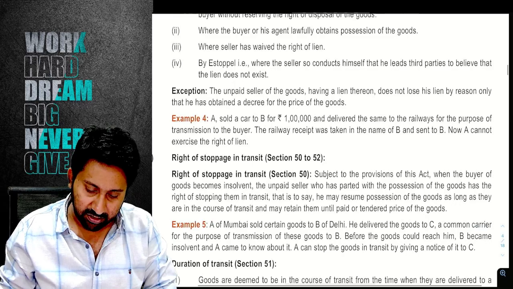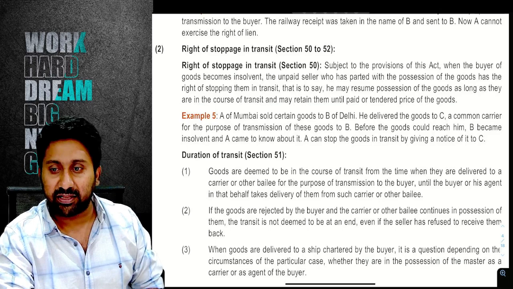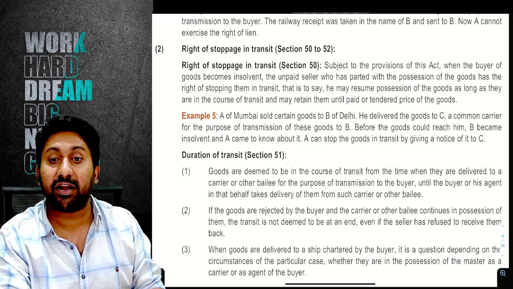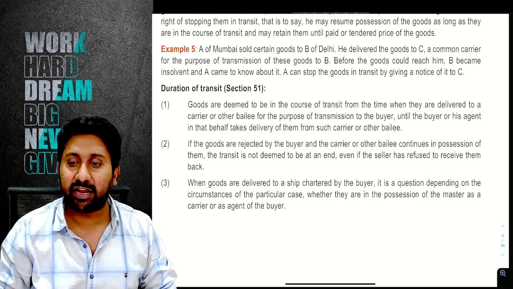With this, we have completed one part of the unpaid seller concept. Unpaid seller is a very big area. This area will be covered in two parts, maximum three. This is part number one, in which we have completed the lien concept. The concept of goods in transit and other remaining concepts will be discussed in another lecture, and we will be completing the entire unpaid seller concept.